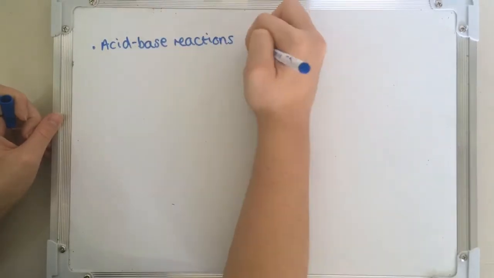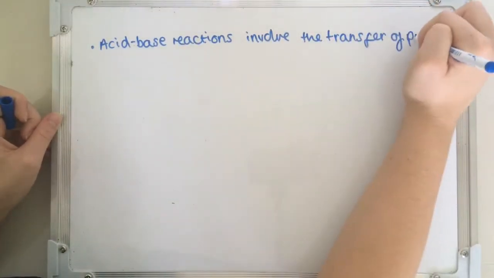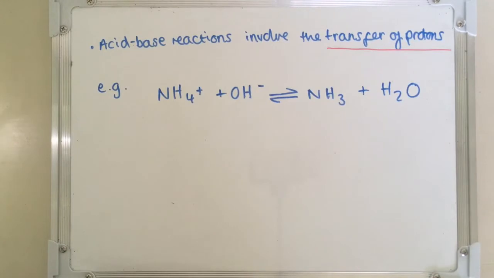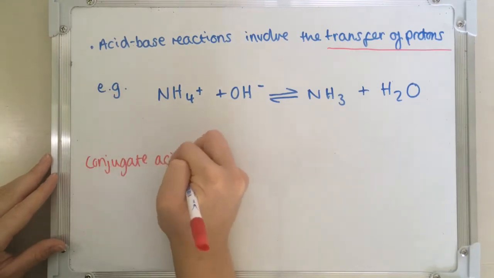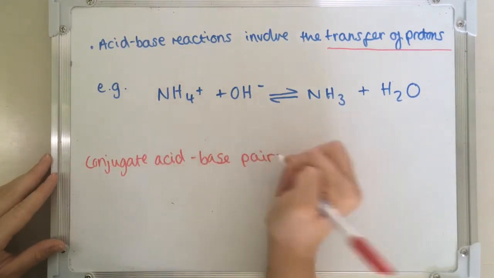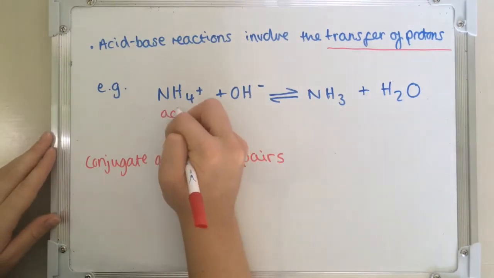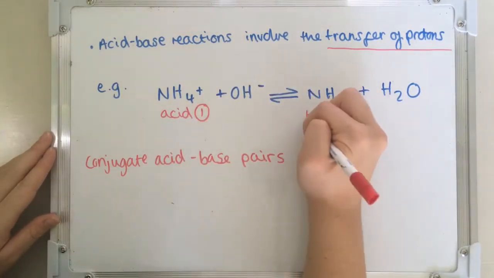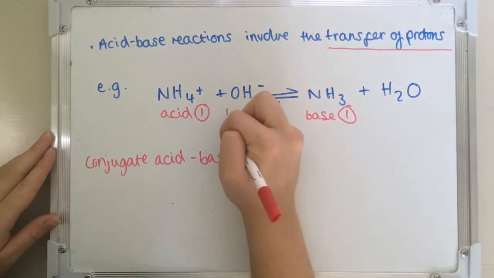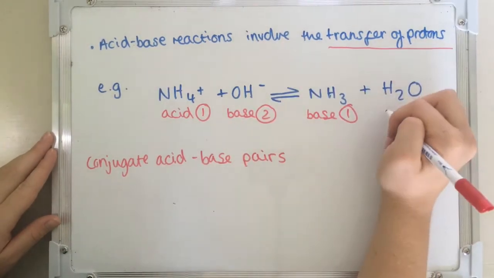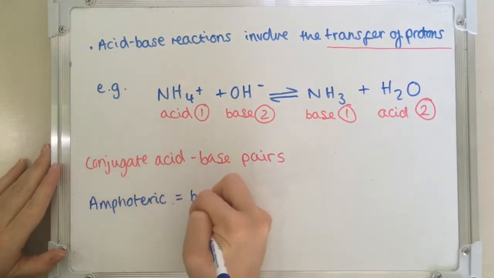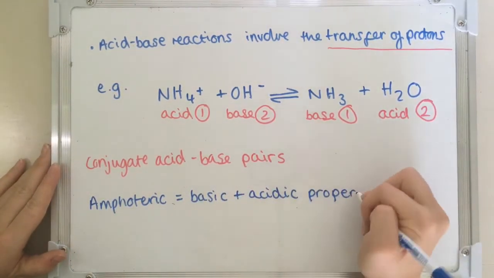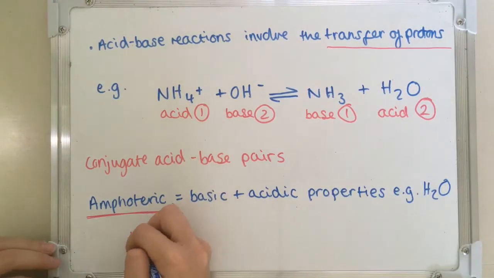Acid-base reactions involve the transfer of protons. It is easy to see this in this equation. The relationship between an acid and its corresponding base is known as a conjugate acid-base pair. In the equation above, the ammonium ion and ammonia are one acid-base pair, and the hydroxide ion and water are another acid-base pair. Molecules with both acidic and basic properties are known as amphoteric, for example, water.